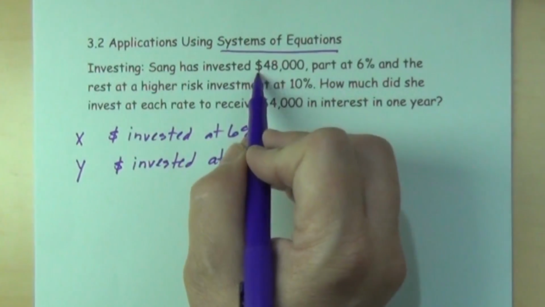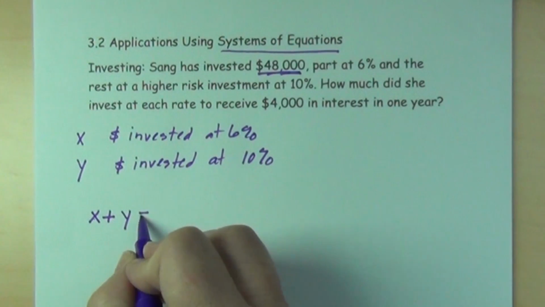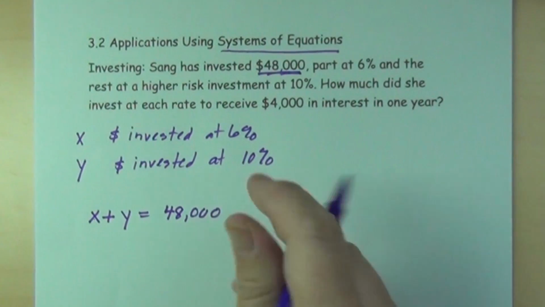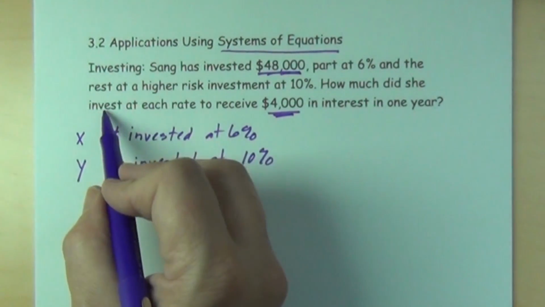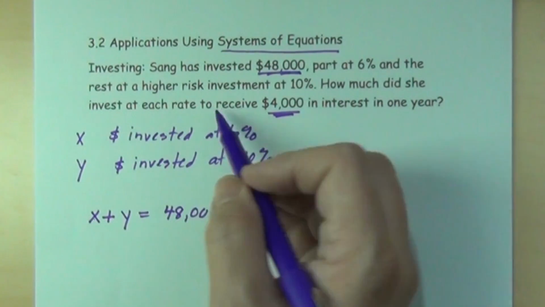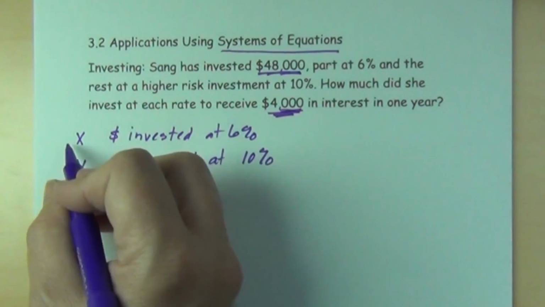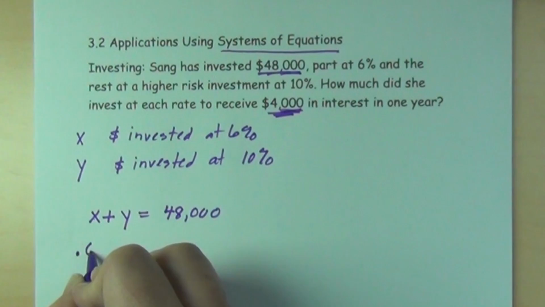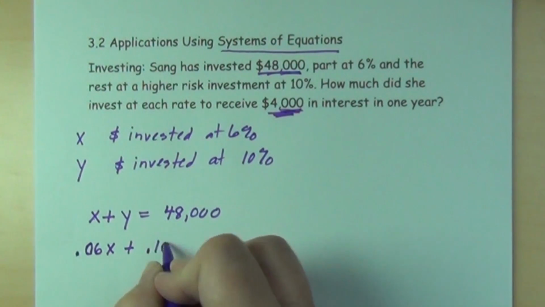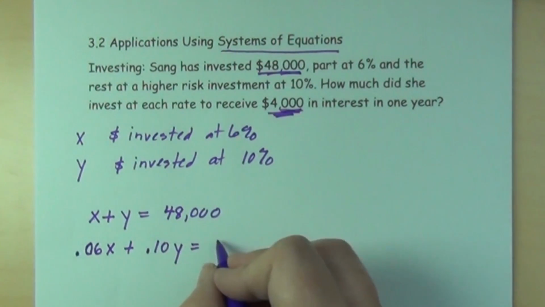It says she has this much total invested, so if I take the X plus the Y, that should add up to $48,000. And the other bit of information we need to use, it says how much did she invest at each rate, we're finding X and Y, to receive this much interest. The interest is simply computed by taking the rate times the amount of dollars at that. So we have 6% of X dollars plus 10%, note I'm writing these in decimal form as I do this, of Y equals $4,000.